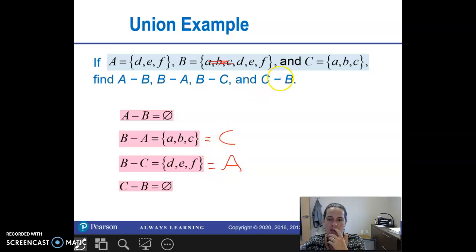For the last one, the complement of B with respect to C. So if I have to take all of B's out of C, that's not going to leave anything, right? So here we are with that empty disjoint set again.